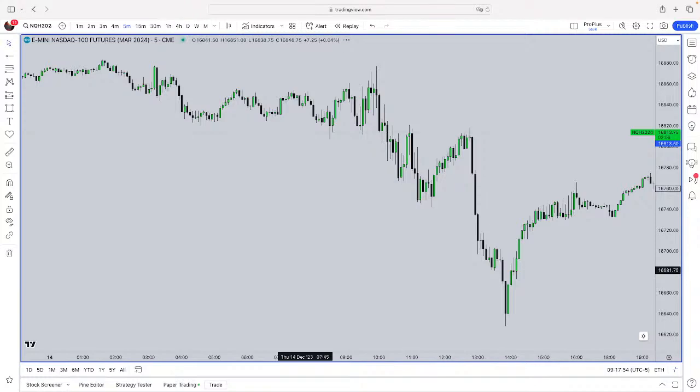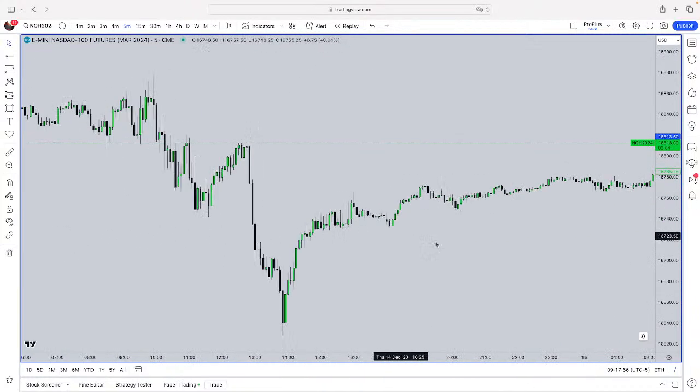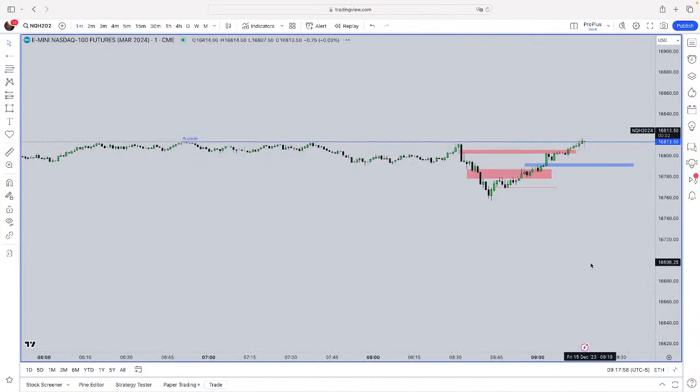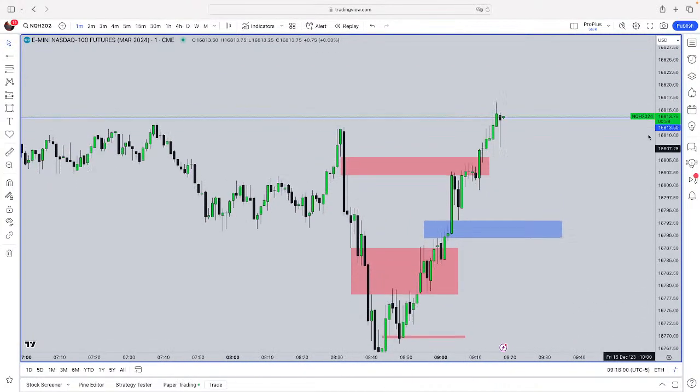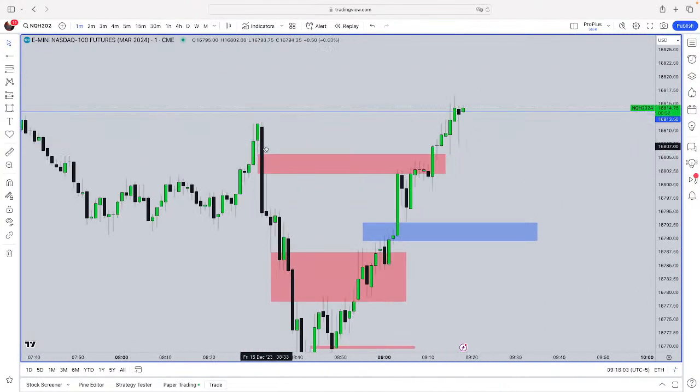Let's have a look at Nasdaq. Nasdaq just taking out that buy side. As soon as it closes above the fair value gap here, retests it, it becomes an inverted fair value gap. Retest it once more, higher.